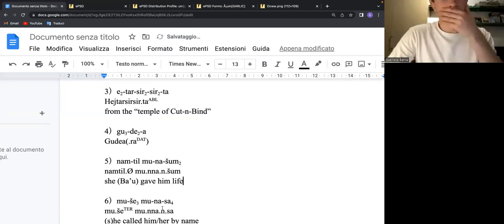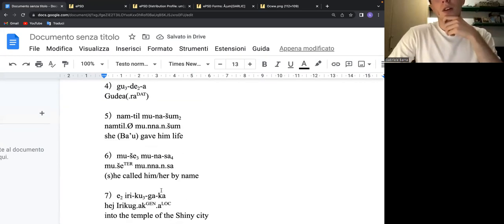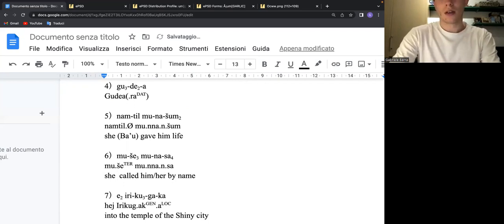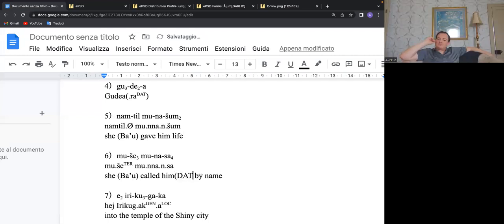Yes. And then we would have, since Gudea is the one mentioned, the one who was called, appointed, hence giving the idea that someone called him, probably by name, we could assume that here they're still talking about him. So she again, ba'u, called him, dative. Okay.